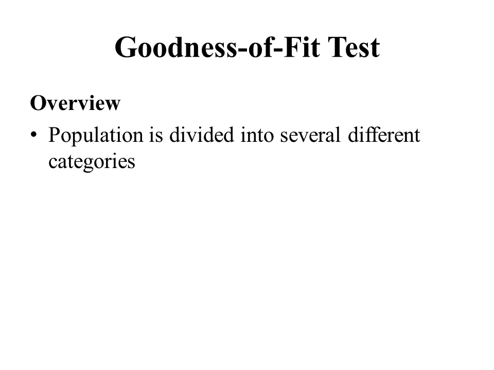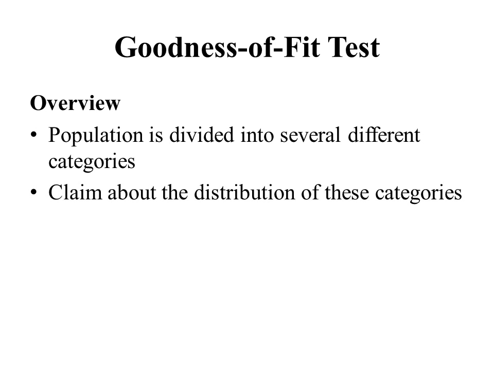So first of all, let's give a brief overview of what we're doing in a goodness of fit test. In a goodness of fit test, we've got some population that's divided into several different categories, and we are making a claim about the distribution of these categories. For instance, we might claim that a certain percentage of the population fits into the first category, another percentage fits into the second category, so on and so forth.